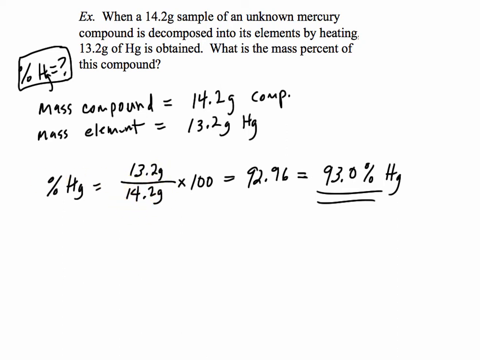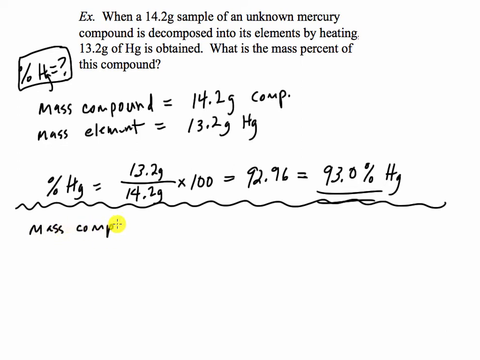Now let's say that I switch this up. What if my mass of the compound is equal to, let's say, 42.6 grams? That's my mass of the compound. What is the mass of mercury? That's what I want to figure out. What's the mass of the mercury?